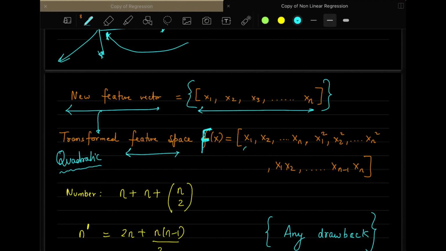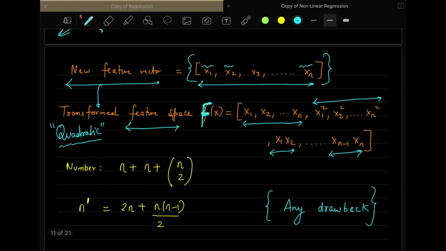So here you have x1, x2, ... xn, then you have x1 square, x2 square, ... xn square, and then you will have all cross terms. Everybody agrees with this? This is similar to the earlier situation where we had only two features, x1 and x2, but now we increased it to xn. So we will have an expanded feature space which considers all the quadratic polynomials.